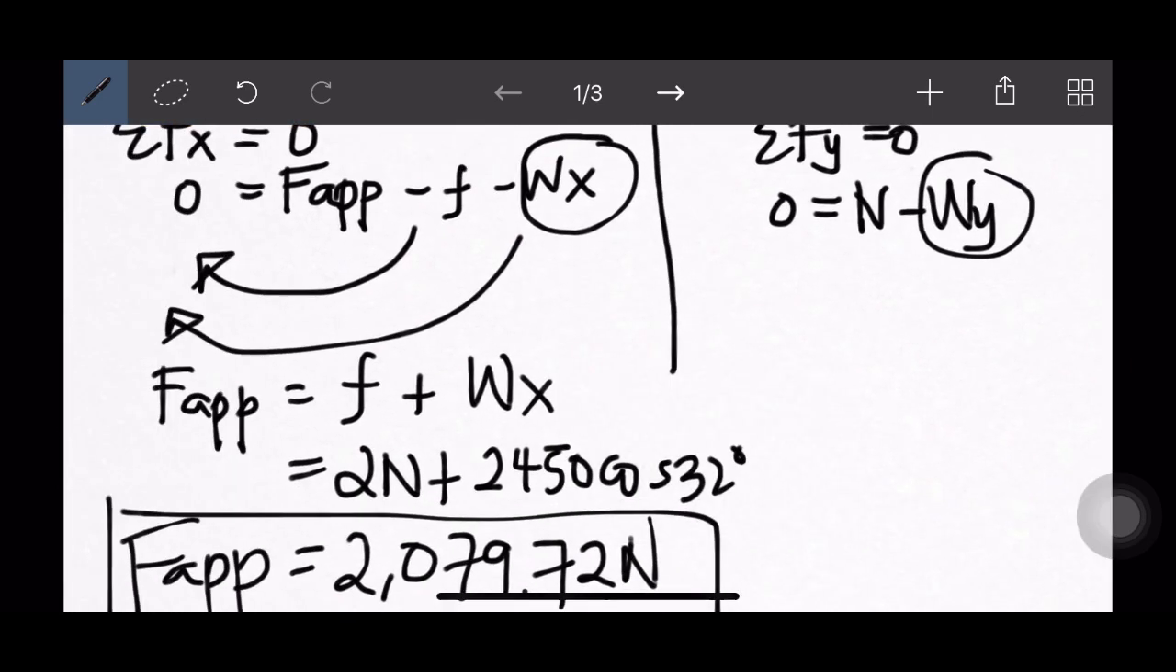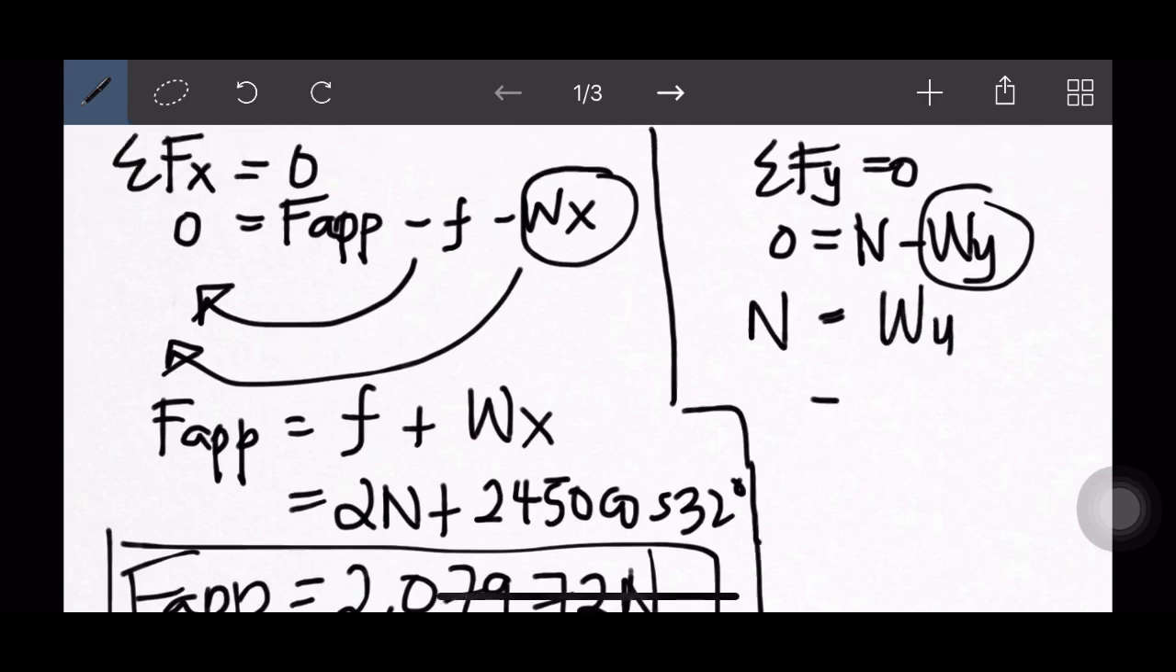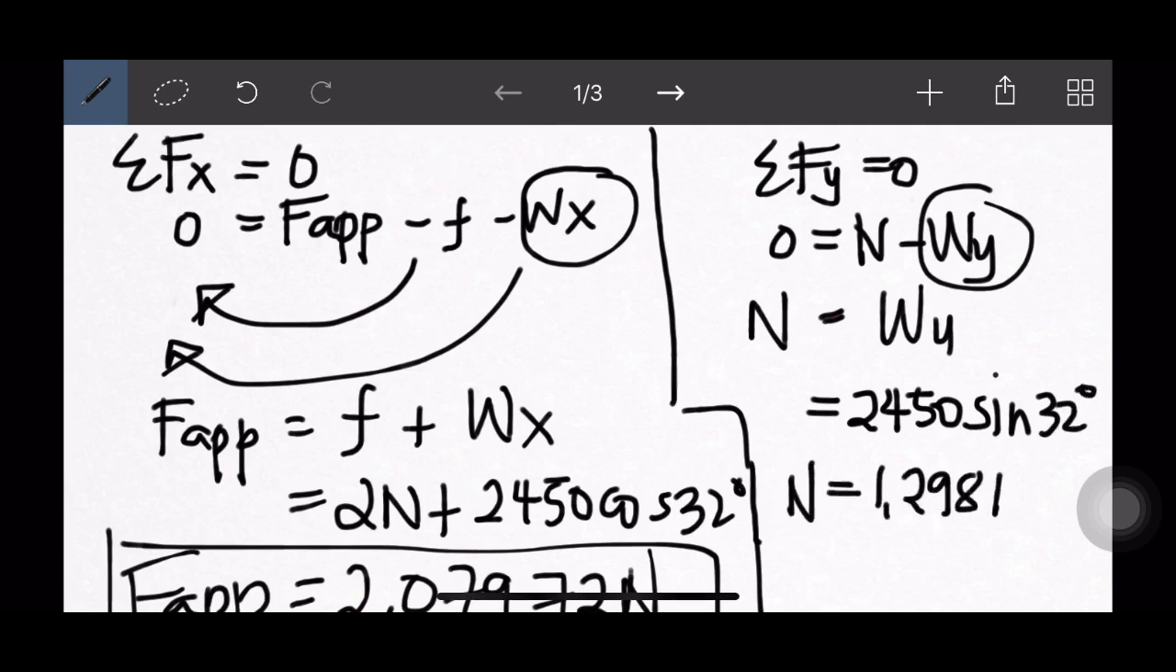To get for the y, the normal force is equivalent to the gravitational force. So you have 2450 sine 32 degrees. So the value of the normal force is 1298 Newton.